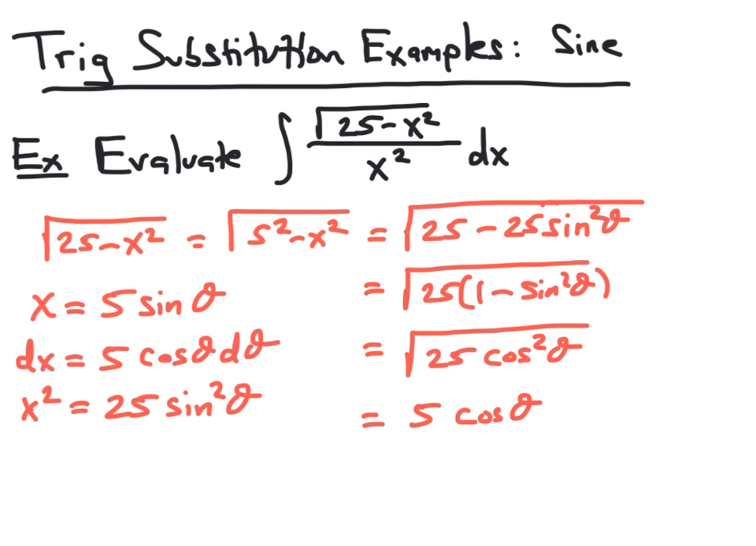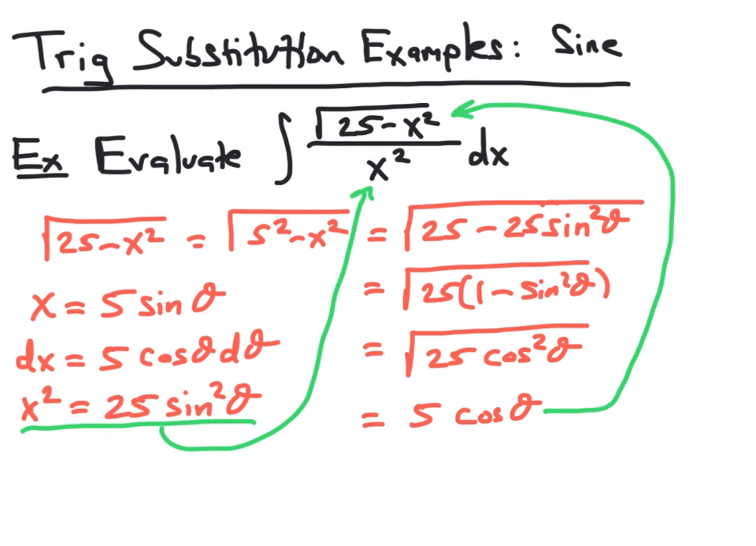We see that 5 cosine theta will be substituted in for the square root part in the numerator. We have x squared to be 25 sine squared theta, which will be substituted in for our x squared in the denominator. And we have dx here, which is 5 cosine theta d theta, and that will be substituted in for dx. So we will make these 3 substitutions to obtain an integral in terms of theta, and then we can evaluate that particular integral in terms of theta.